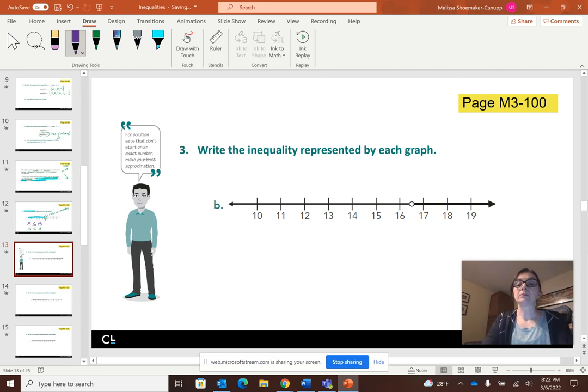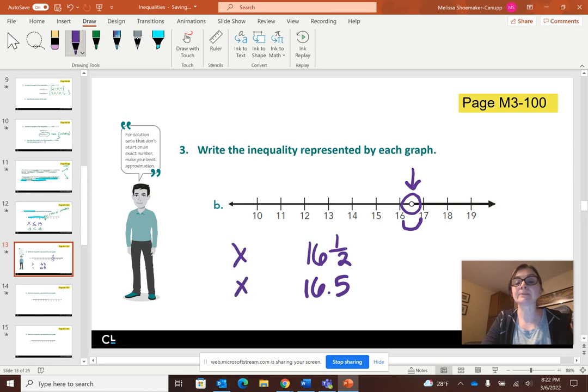Okay, now slightly different. We're in between 16 and 17. It looks like it's about halfway. So I'm going to say that's 16 and a half or 16.5. I'm comparing it with X. X can be any of these numbers. Well, 18, I can already know in my head, is bigger than 16 and a half. So I'm going to put my larger than.